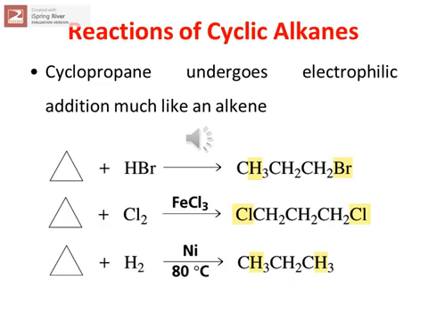bromopropane. Similarly, chlorine gets added to cyclopropane in the presence of Lewis acids such as ferric chloride and 1,3-dichloropropane is obtained. Similarly, hydrogenation takes place in the presence of a nickel catalyst at 80 degrees centigrade and n-propane is obtained.